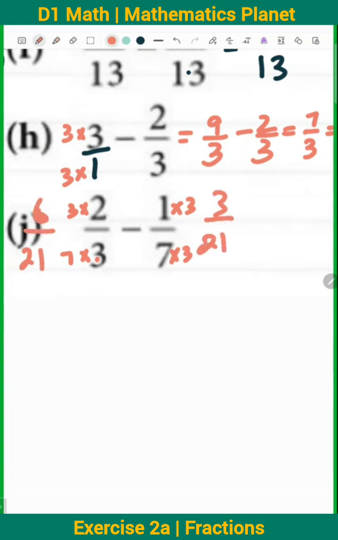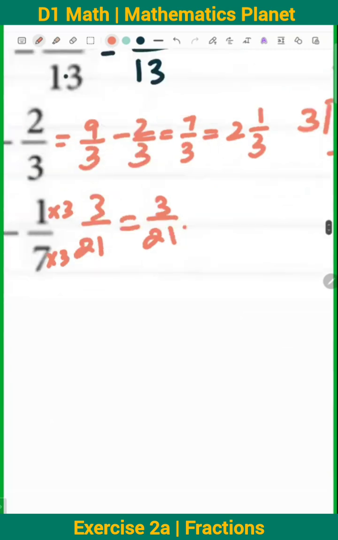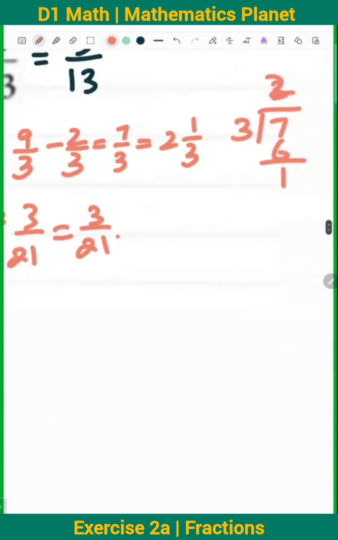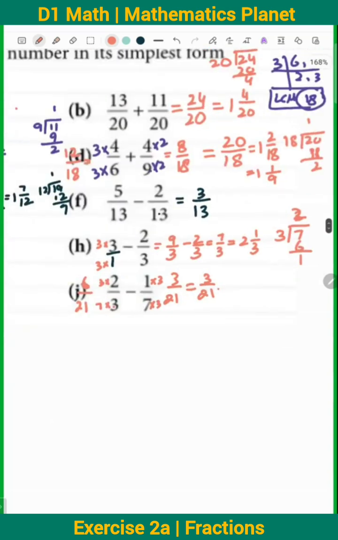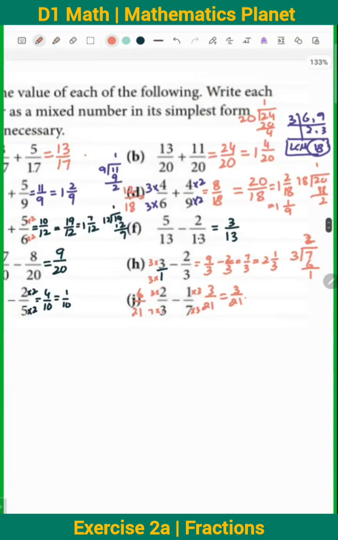So what will be the answer? 3 over 21. Very good. 3 by 21. So now can you convert this into a mixed fraction or not? No, because when the numerator is smaller than the denominator, you cannot convert it. Okay, we are done with it.